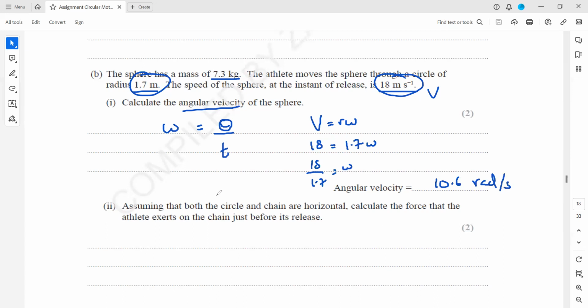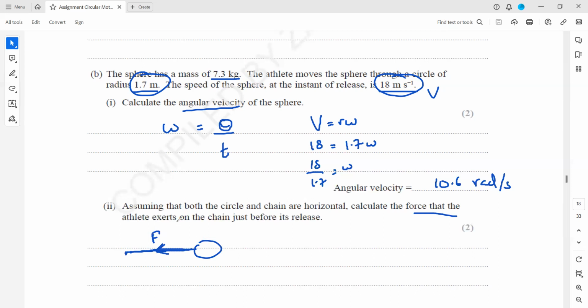Assume that both the circle and the chain are horizontal. Calculate the force that the athlete exerts on the chain just before releasing. So we want to calculate how much force is exerted by the athlete. So we have to find the centripetal force. How can we calculate it? An object is attached with a string or a wire or a chain, and still it is in contact. So the question is how much force is applied by the athlete.